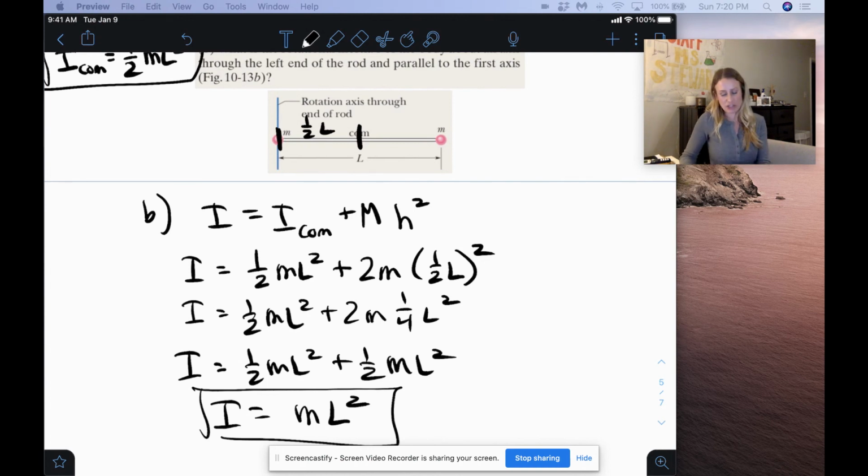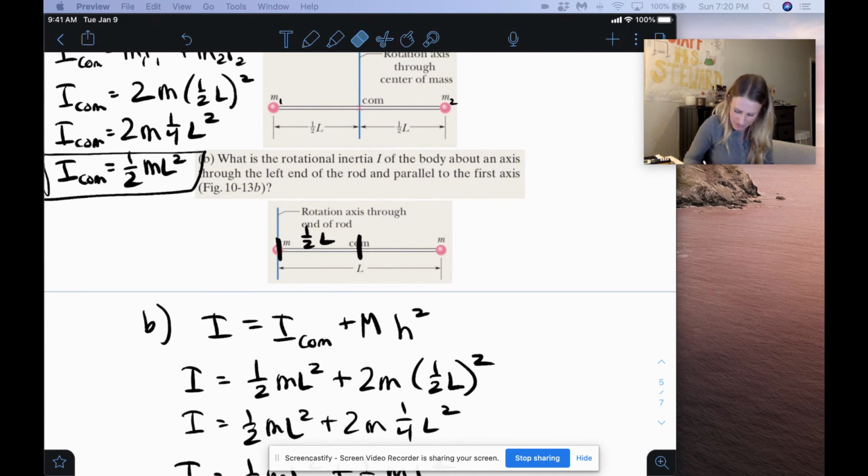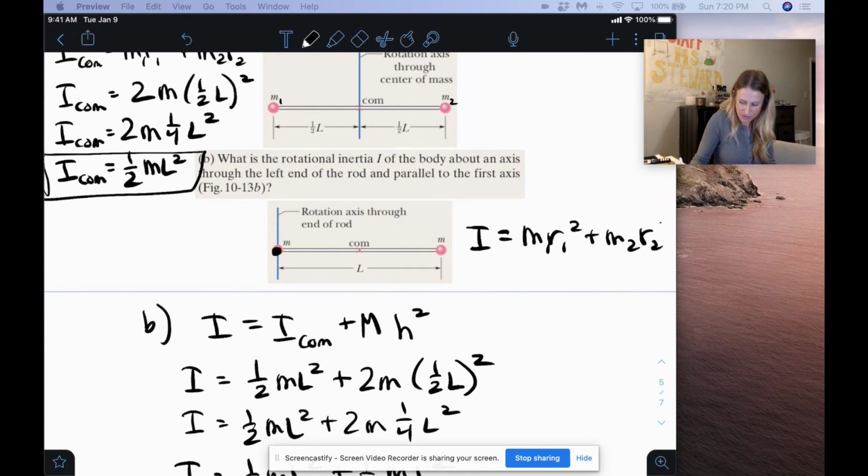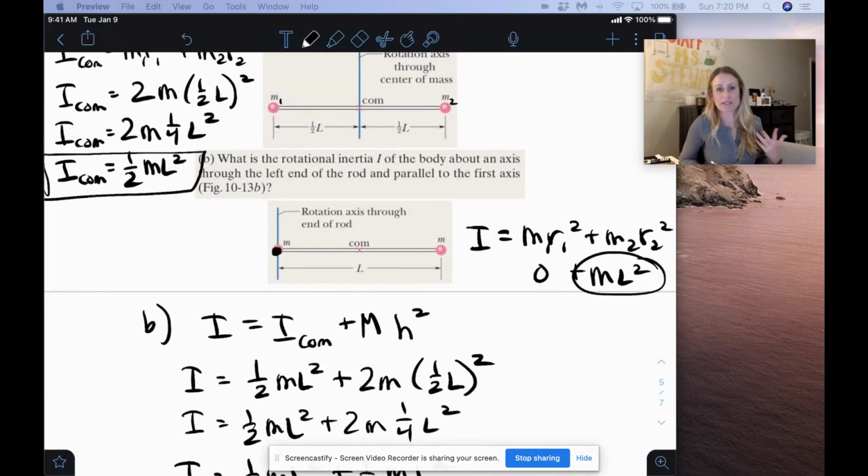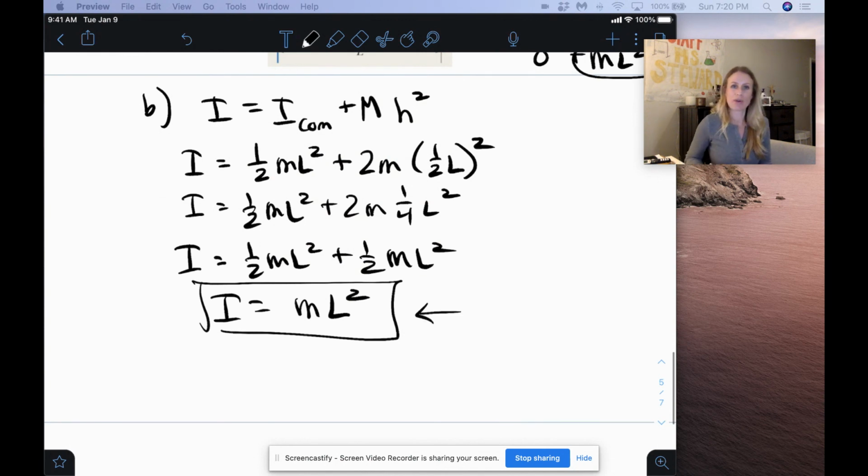And this makes sense, actually, because if we're looking at this axis of rotation right here, and we think about it in terms of just adding up, right? What we usually do at the very beginning, the rotational inertia at this axis of rotation equals m1 times r1 squared plus m2 times r2 squared. In this case, r1 is just 0 because it's at that axis of rotation, and r2 is L. So this whole term turns out to be 0 plus ML squared. So that's what our rotational inertia turns out to be when we have it through this axis of rotation right here, which we also found with that parallel axis theorem.